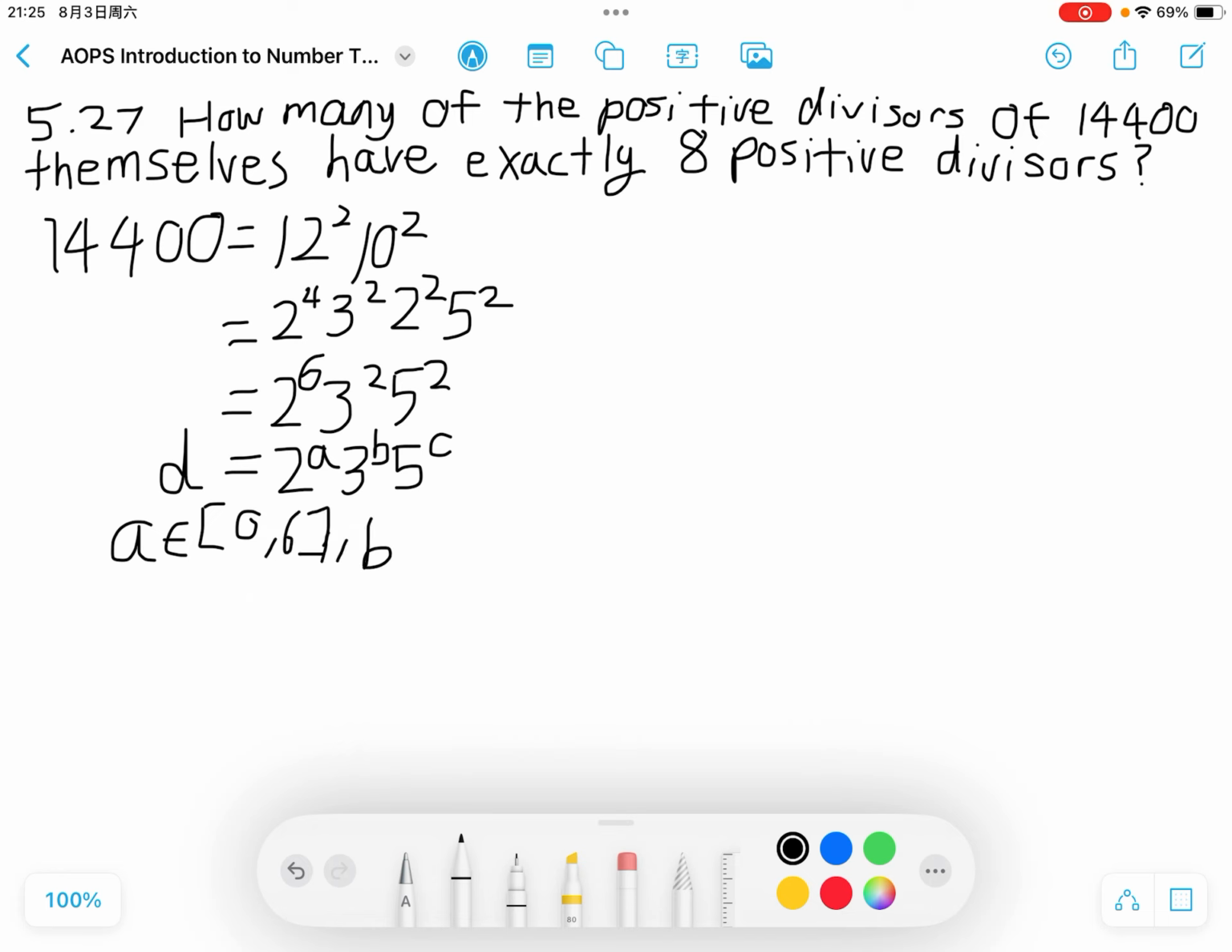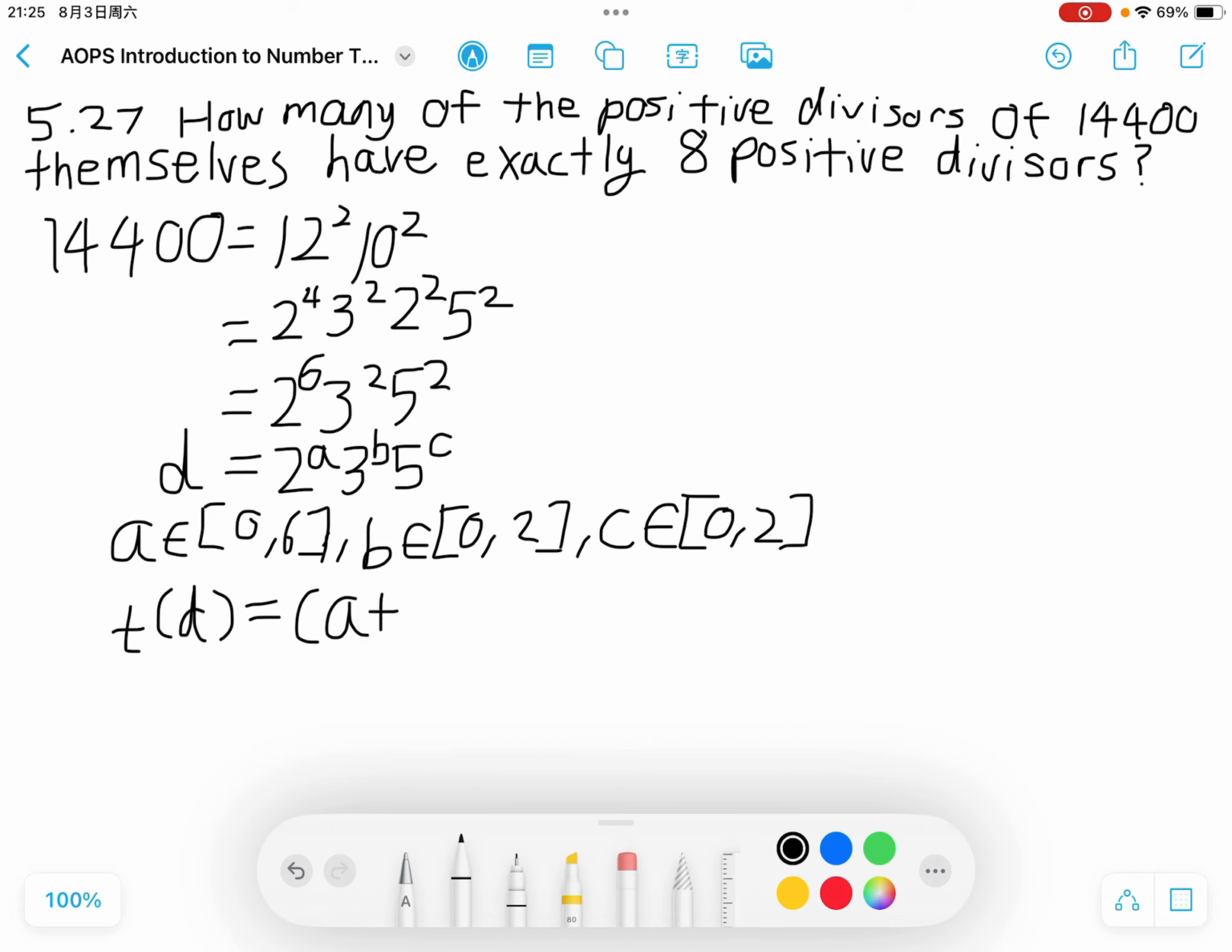B is in the range of 0 and 2. And we know that C is also in the range of 0 and 2. So basically right now, we have our 3 ranges, and we also want to consider in what cases TD, which we use to denote the number of positive divisors of D, is equal to 8.